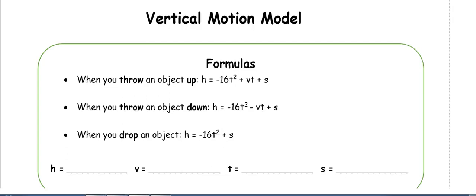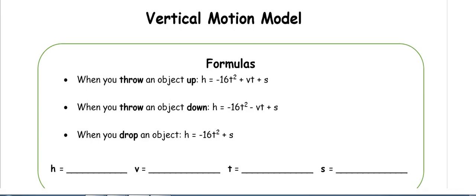This video is about vertical motion models. With vertical motion models, there are three. If we are throwing an object up or if we're jumping up, we're going to use the equation H equals -16t squared plus VT plus S. If we're going to throw an object downward, we're going to have the equation H equals negative 16t squared minus VT plus S. And when we drop an object, there's going to be no middle term. It's just going to be H equals negative 16t squared plus S.